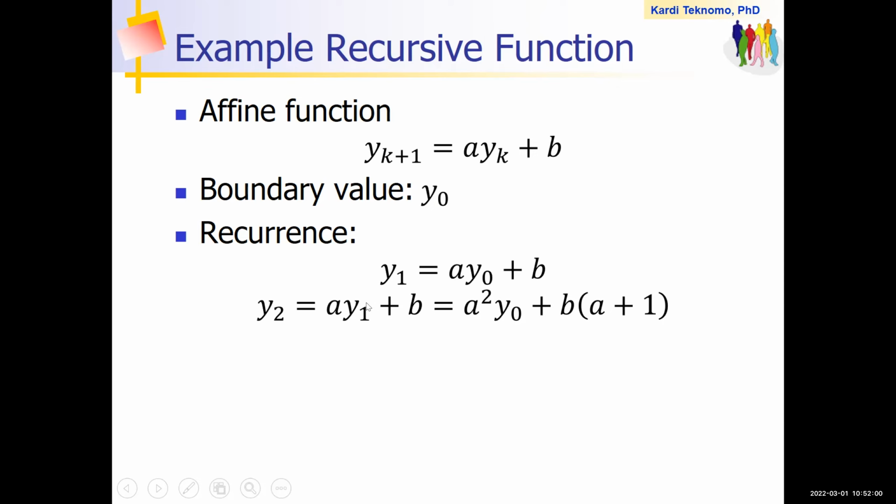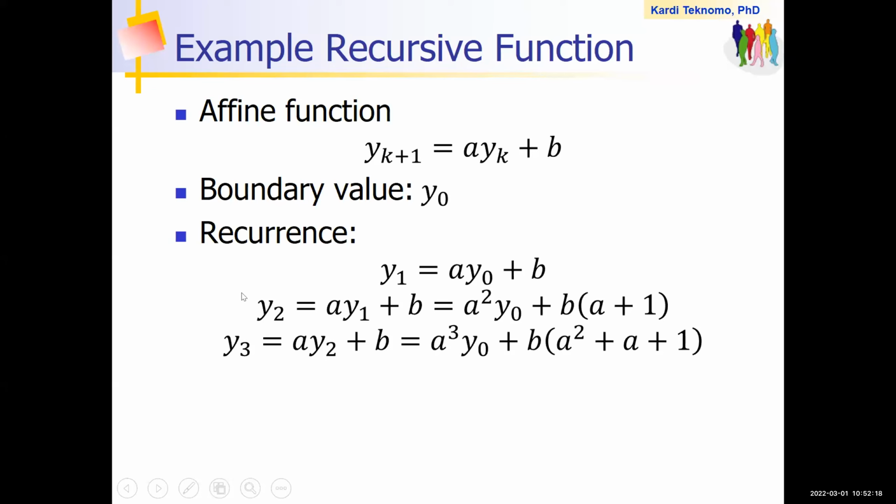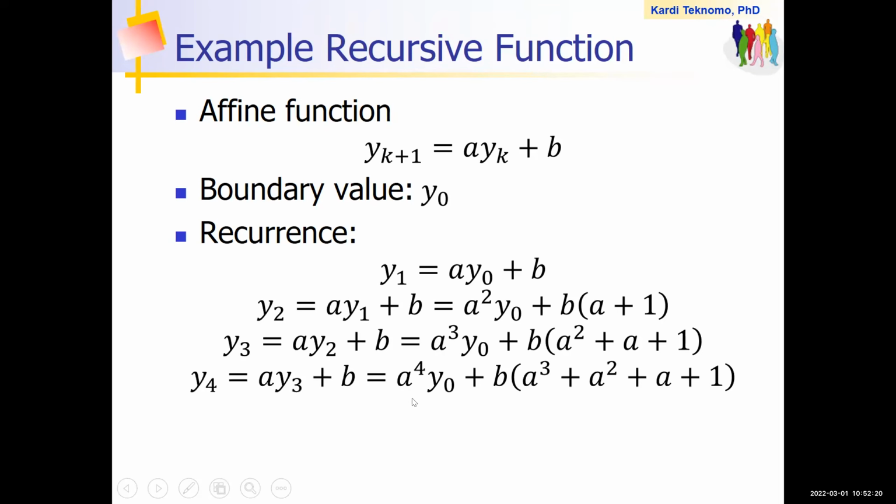So then we can put all into y0. Okay, so the y1 earlier is a y0 plus b. So you can put it all into y0. The same thing, y3 is a times y2 plus b. So again, you can put that into y0 because you already have it earlier, and so on, right? And finally, you can see, okay, if we simplify, the last part here is actually a geometric series.